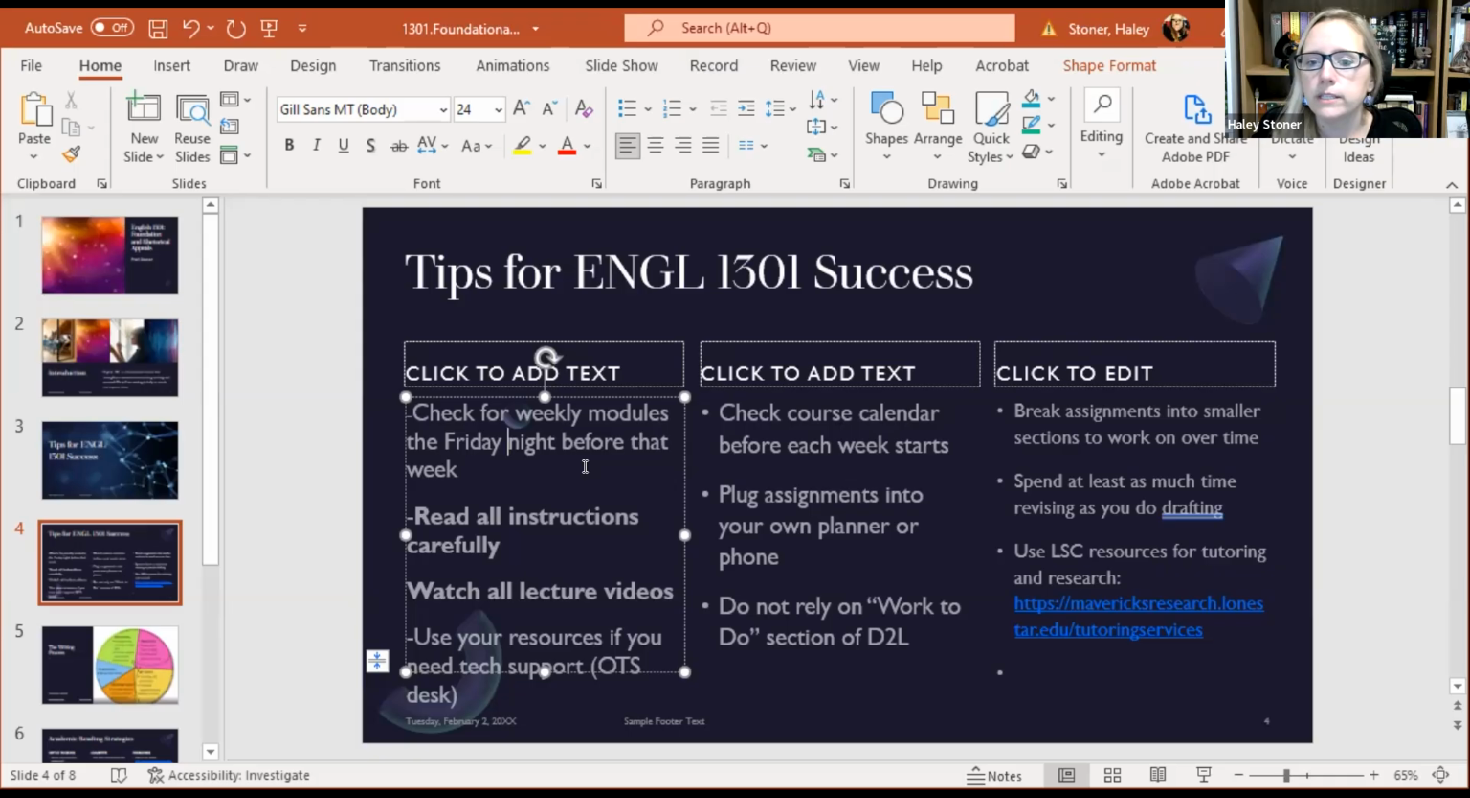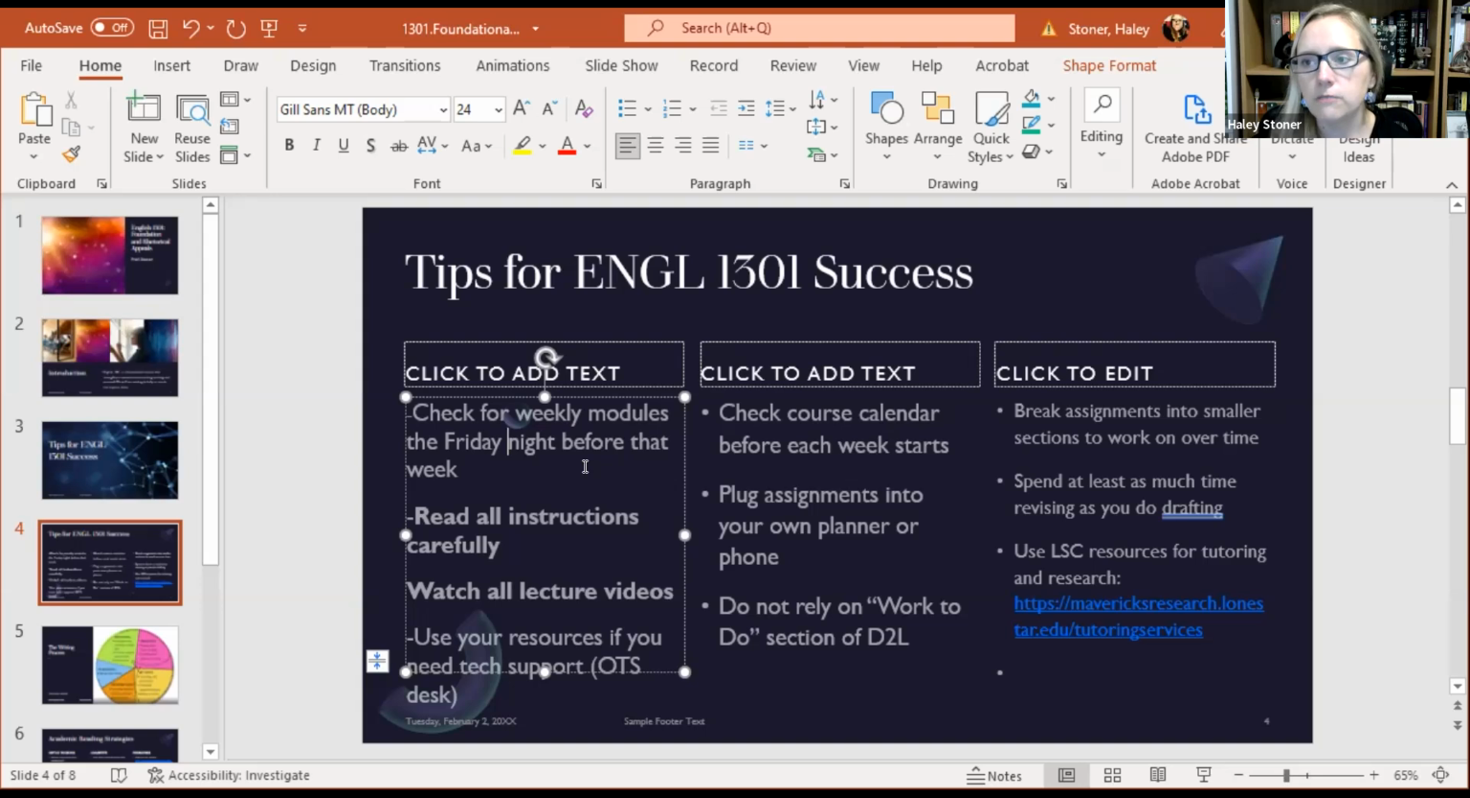We're usually going to have 1 or 2 assignments each week. But those assignments are sometimes ones that you're going to work on over time instead of trying to do everything all at one time. So, which is my next point here, break the assignments up into smaller sections to work on over time.